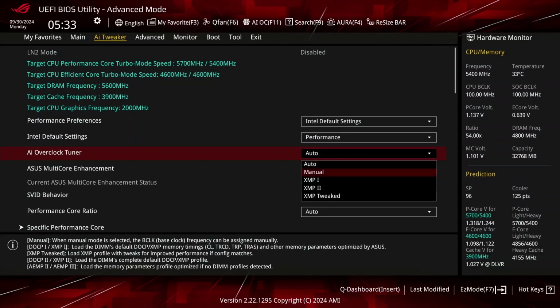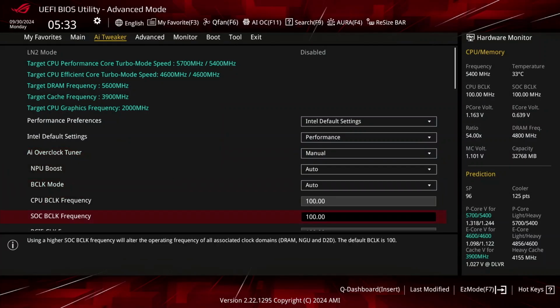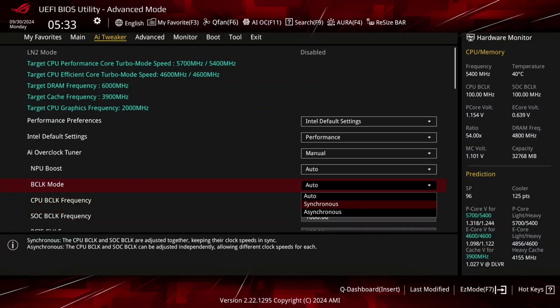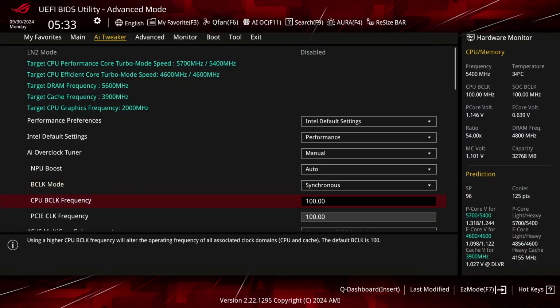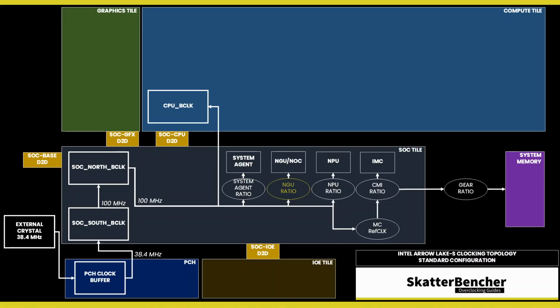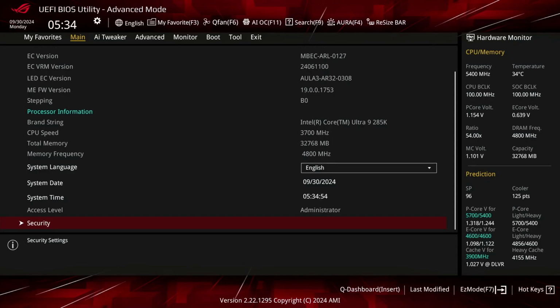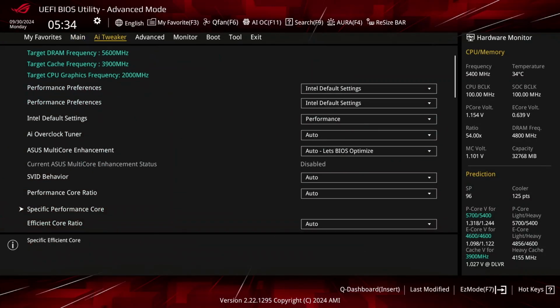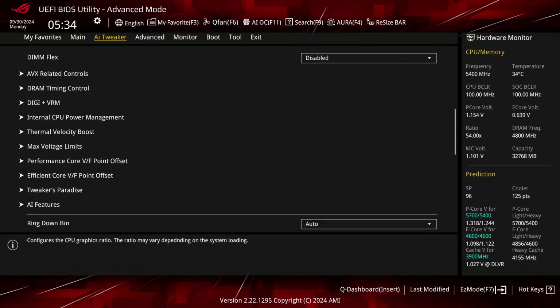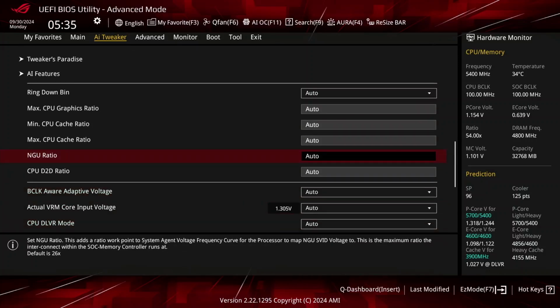In the ASUS ROG BIOS, you can configure the SoC BCLK frequency in the AI Tweaker menu by first setting AI Overclock Tuner to anything else than auto. You can switch between asynchronous and synchronous mode by adjusting the BCLK mode option. The reference clock is multiplied by the NGU ratio to achieve the final clock frequency. The NGU ratio starts from 4x, the default ratio is 26x, which yields a 2.6 GHz operating frequency, and the maximum configurable ratio is 85x.